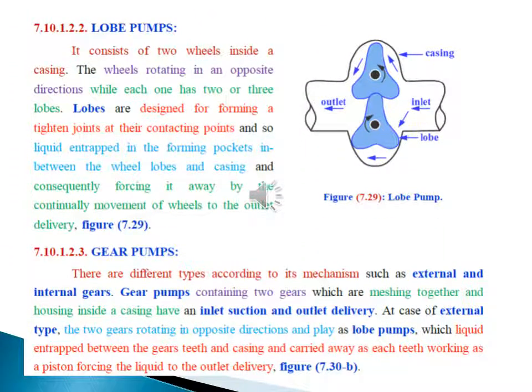Loop pumps consist of two wheels inside a casing, the wheels rotating in opposite directions, while each one has two or three loops, as shown in front of you, my dear, in the enclosed figure. While gear pumps contain two gears which mesh together and are housed inside a casing, having an inlet suction and outlet delivery. For that, there are different types according to each mechanism, such as external and internal gear.